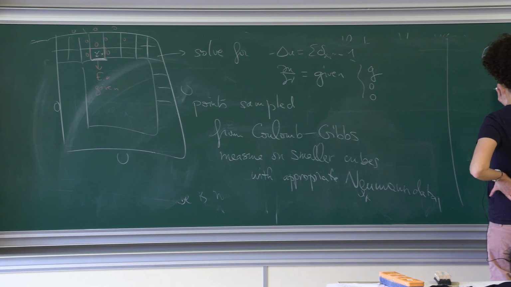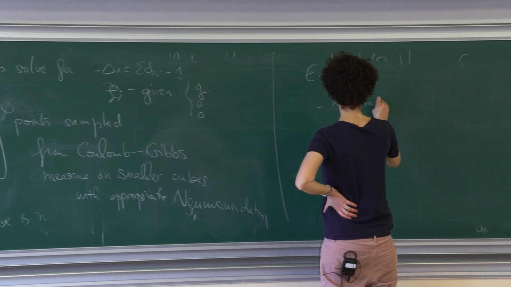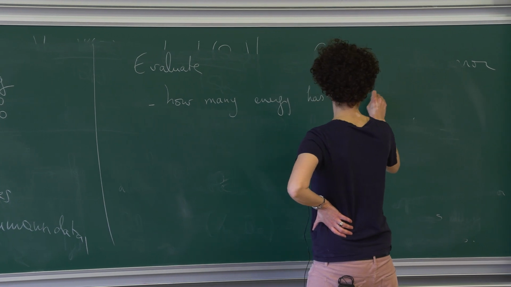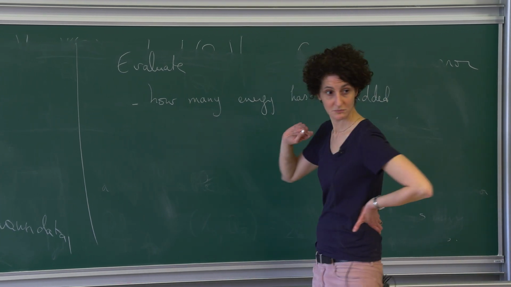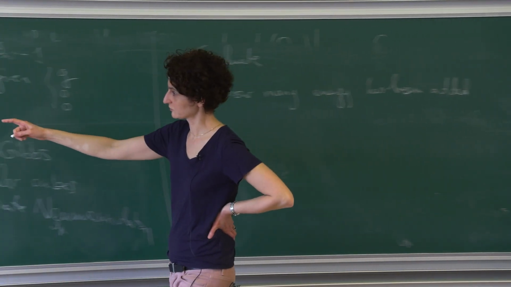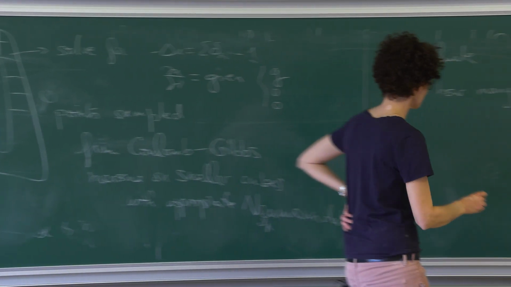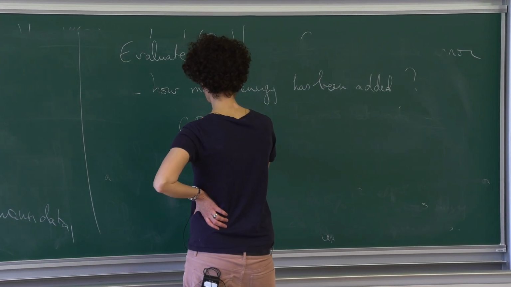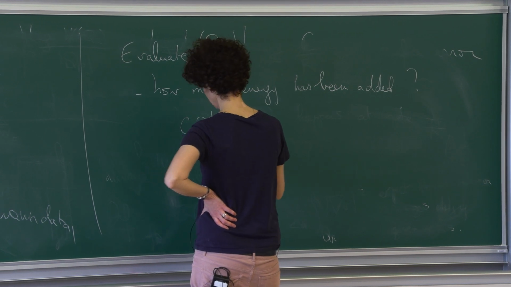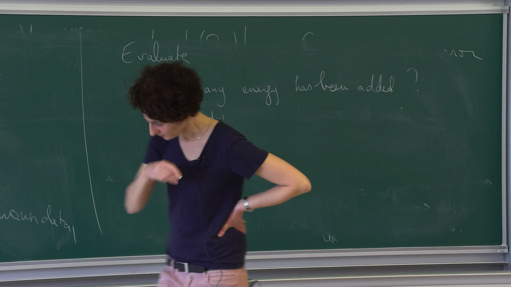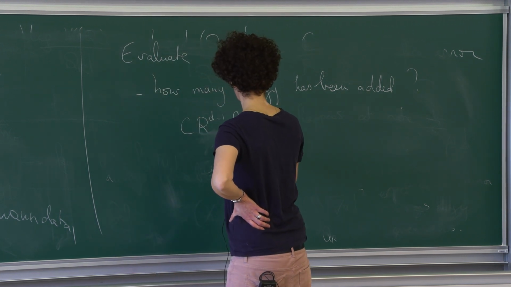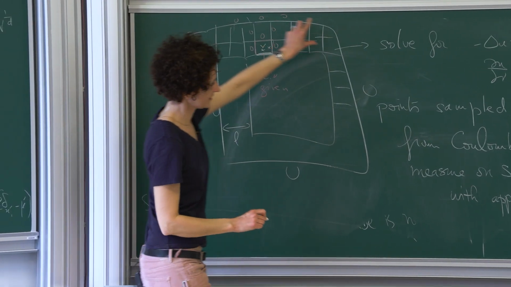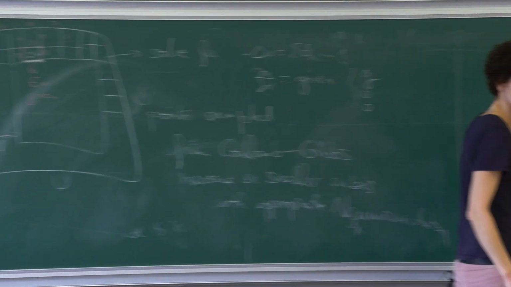So what you need to evaluate is how much energy has been added, because maybe this new configuration has more energy than the one you had. So the answer is, I mean, it's something like that. CR^(d-1) L. So you see this is your L. So the volume of this layer is this.